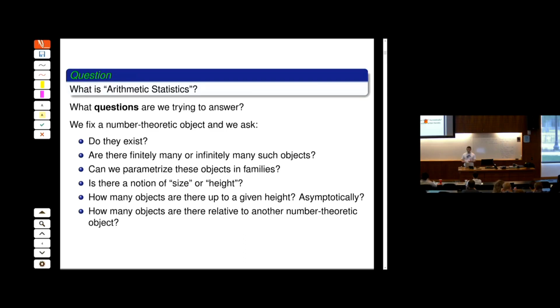So for this number theory object, is there a notion of size or of height? How many objects are there up to a given height? Can I give you an asymptotic of how many objects there are up to a given height? How many objects are there relative to another number theory object? We'll see some examples of those.